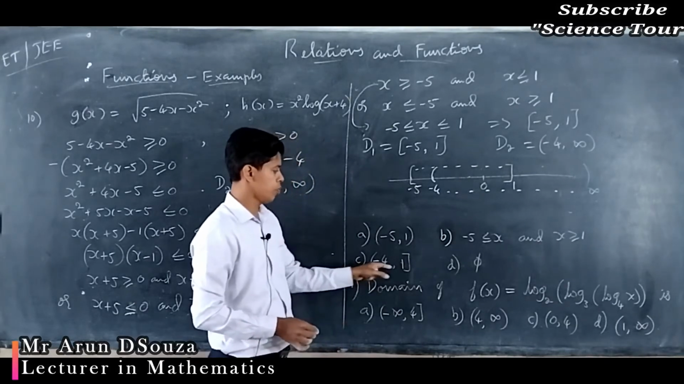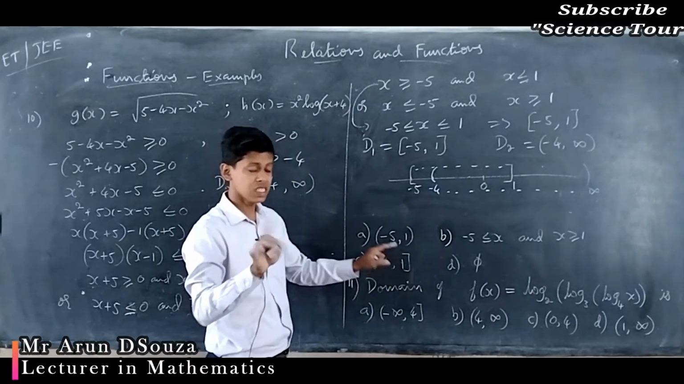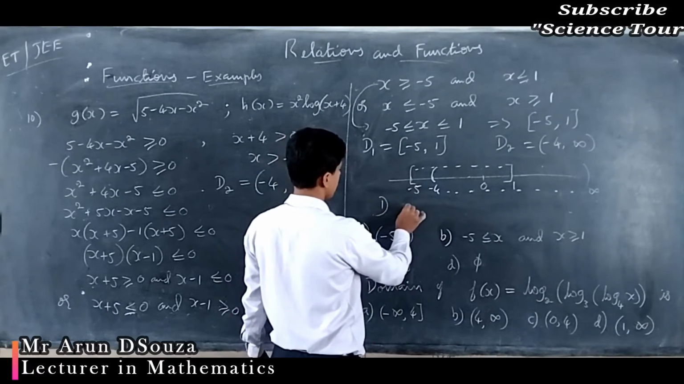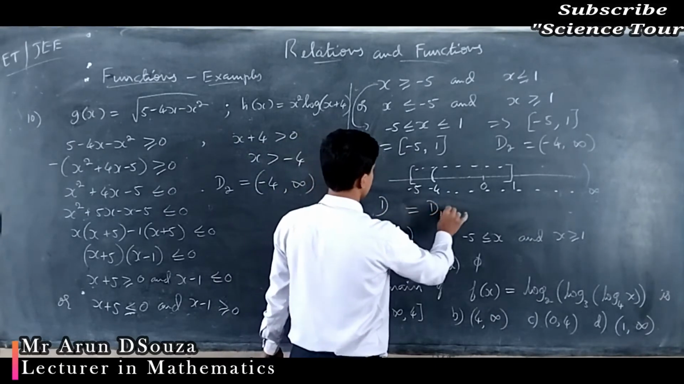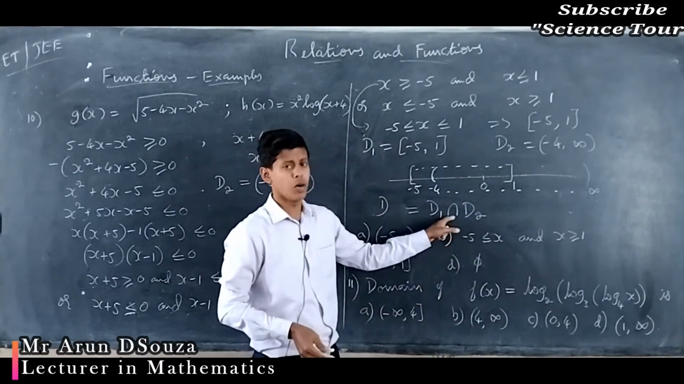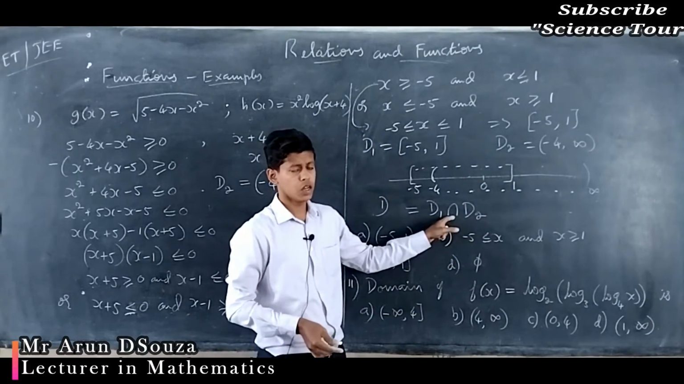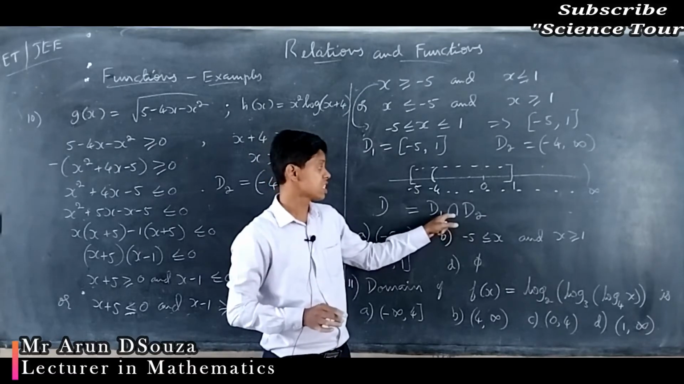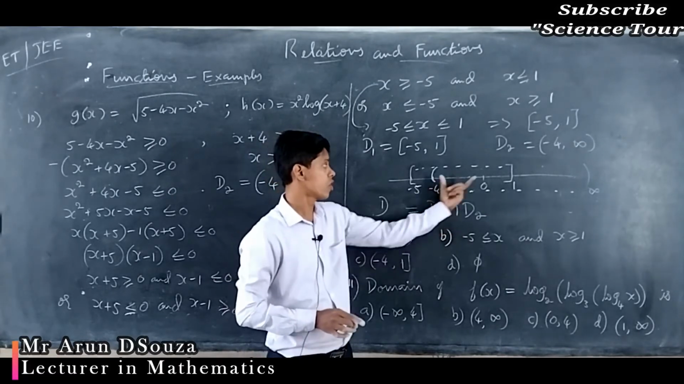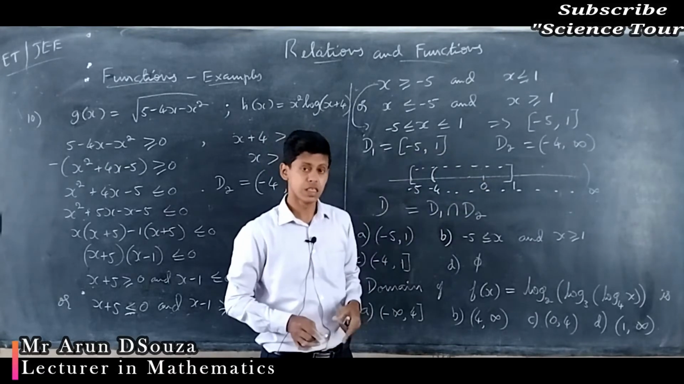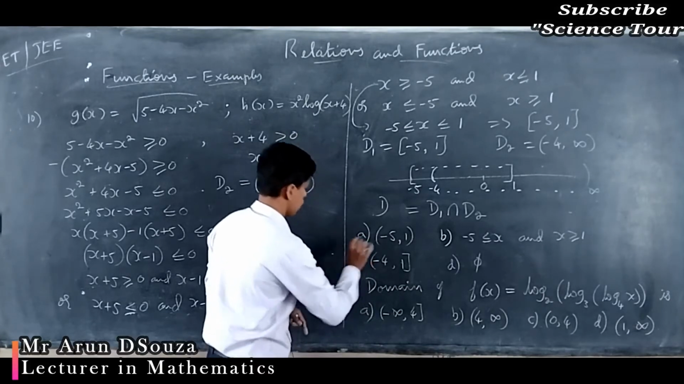So minus 4 open and 1 closed is the common region, because the domain of f of x is nothing but D1 intersection D2. So we need to find the common region, not the union of both. It's not union, it's intersection of both. So we have to find the common region, the intersection of these two intervals, and that is option C.